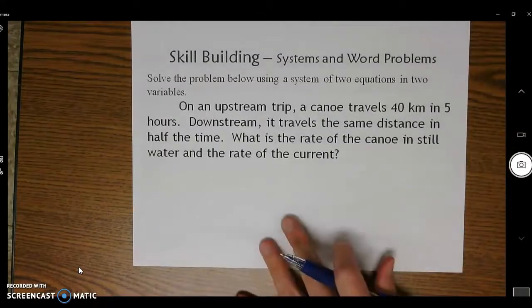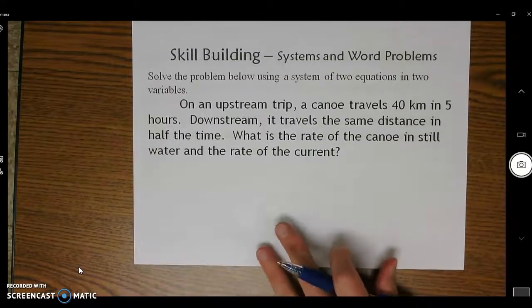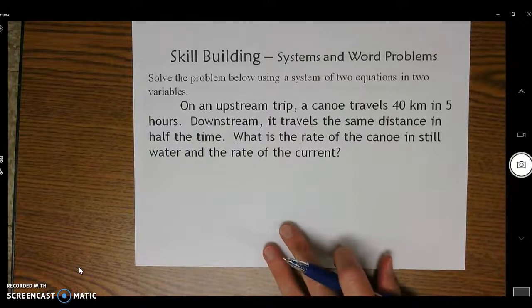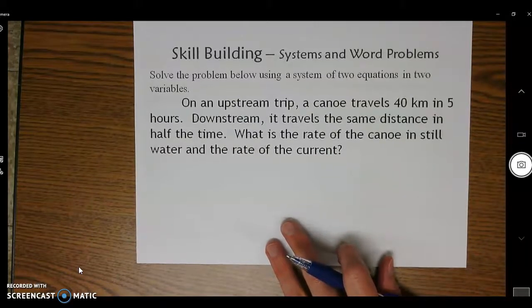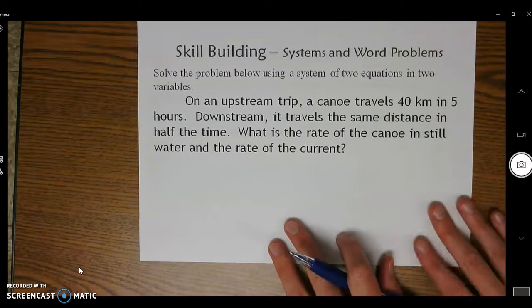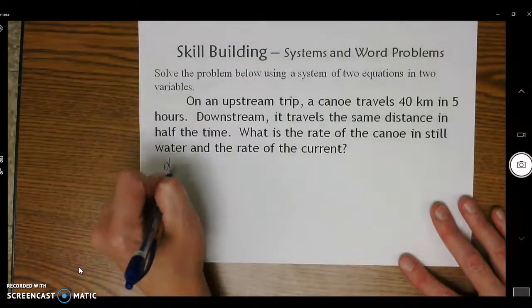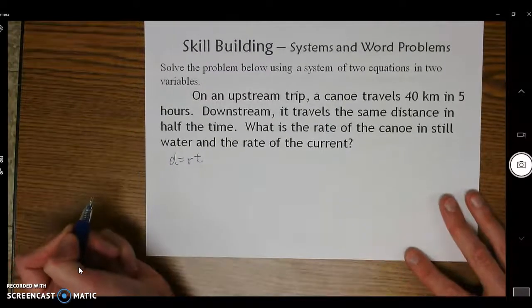All right, here's another one. This time we've got canoe and water. Solve the problem below using a system of 2 equations in 2 variables. On an upstream trip, a canoe travels 40 kilometers in 5 hours. That means it's going against the current. Downstream, it travels the same distance in half the time, so now the water's pushing it. So here we go again, distance equals rate times time, and you just have to find your values.